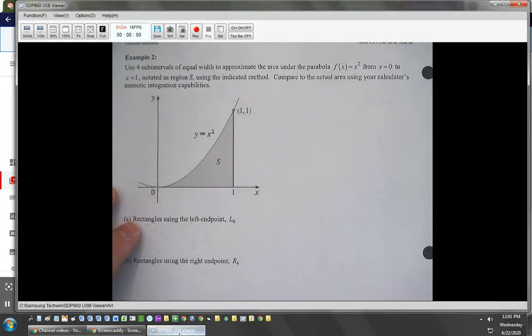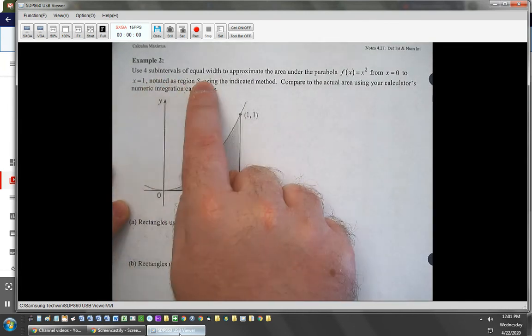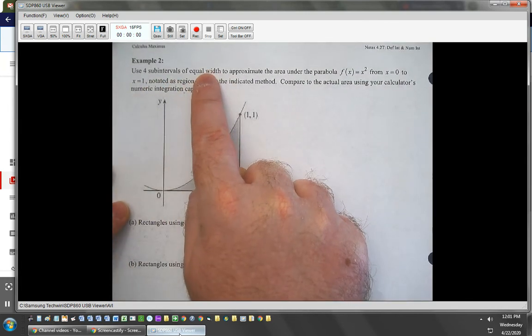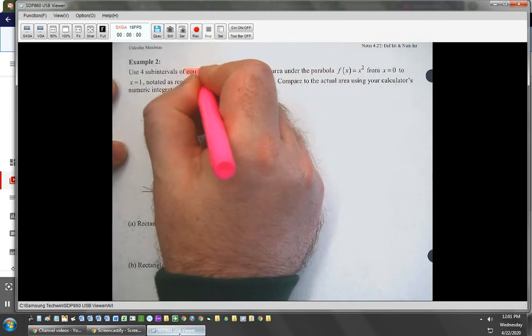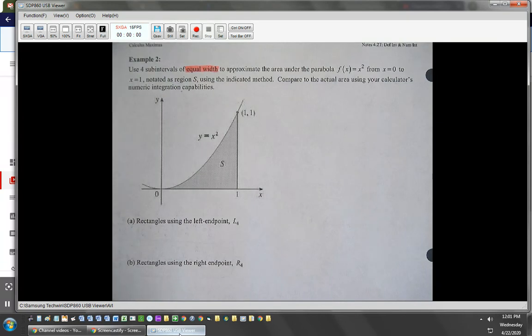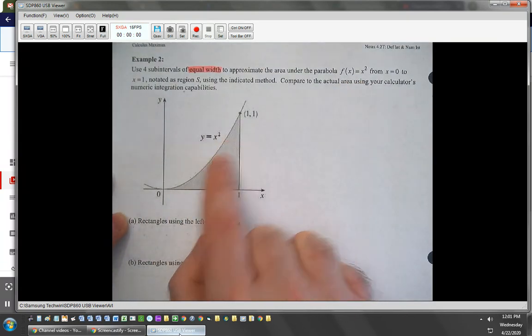All right, so to actually do an example here. We're going to do another 4 subintervals of equal width. That's going to be nice. That equal width thing is going to come into play later on. When you don't have equal widths, it's a little bit more complicated. Not too bad. But we're using the function x squared. So luckily Corpy already graphed it for us from 0 to 1.